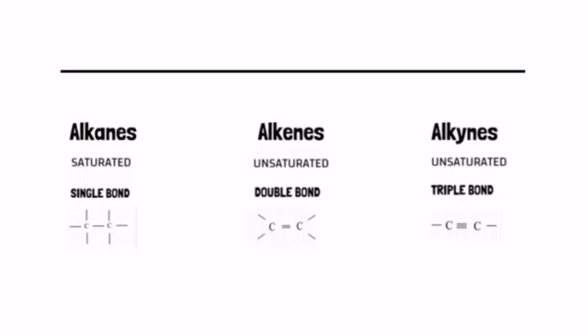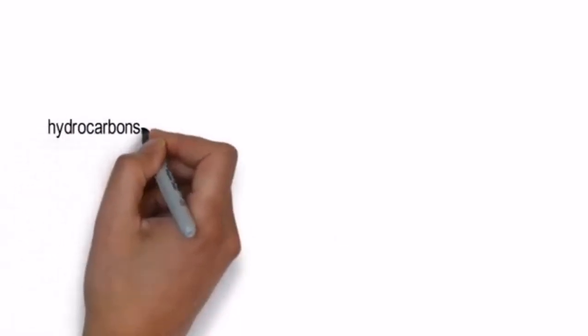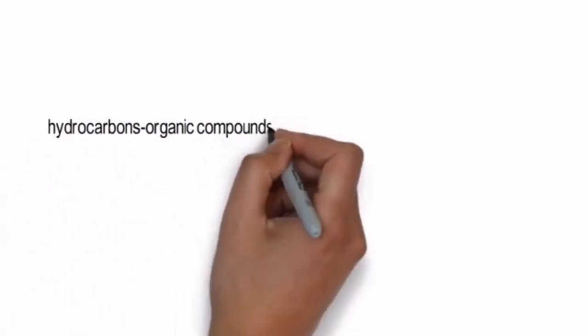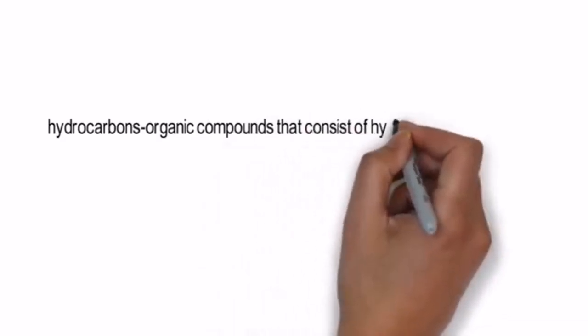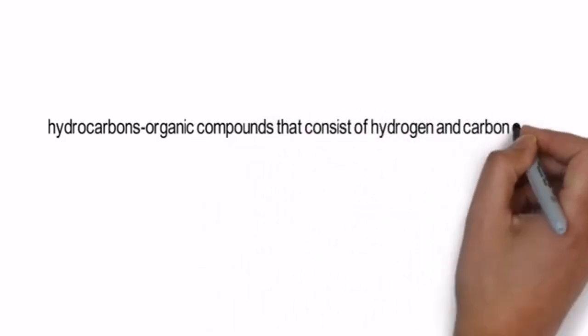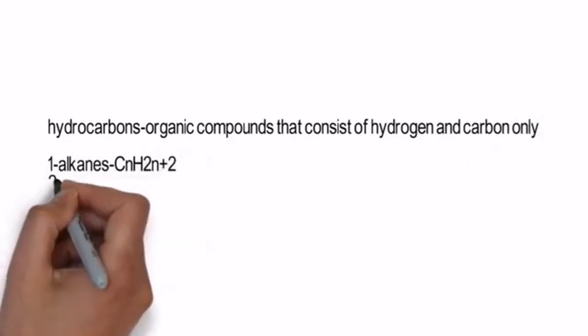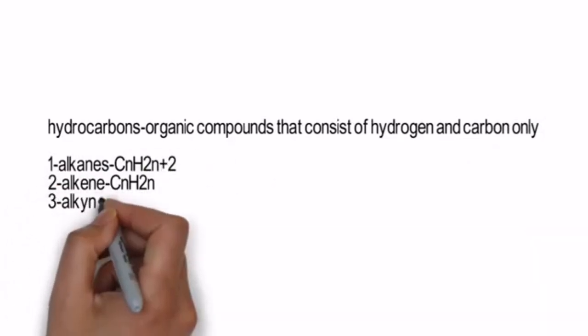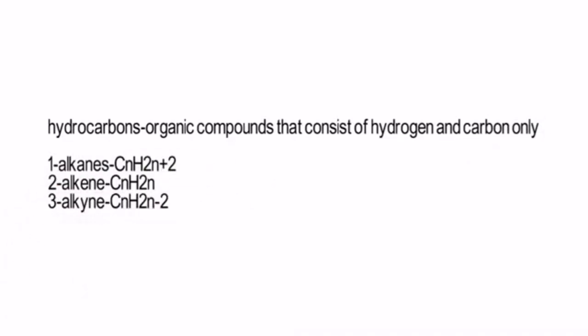You must know how to define saturated compounds and unsaturated compounds using the exam guideline. That's very, very important. So I think we can move forward. We have hydrocarbons, organic compounds that consist of hydrogen and carbon atoms only. We have 3 of them. They are regarded as hydrocarbons because they consist of hydrogen and carbon atoms only.